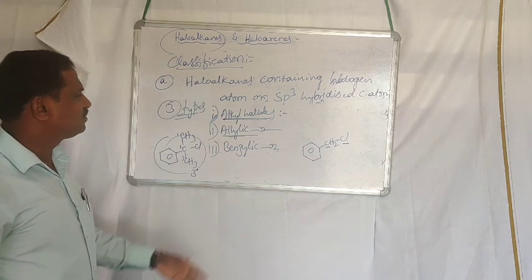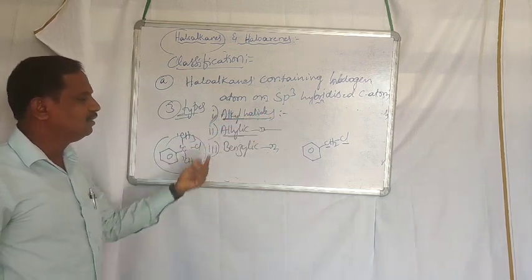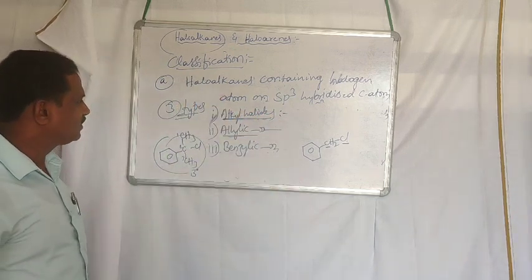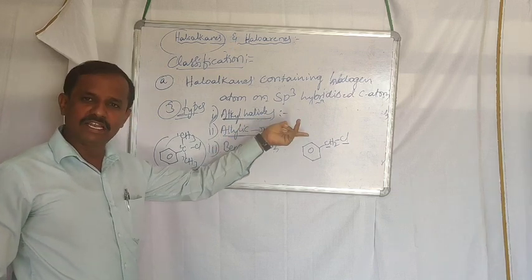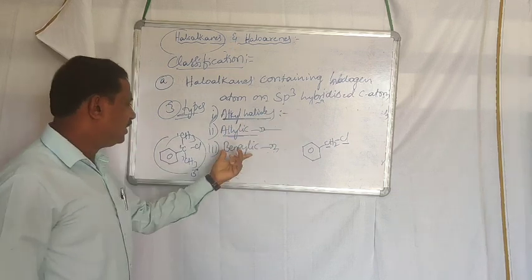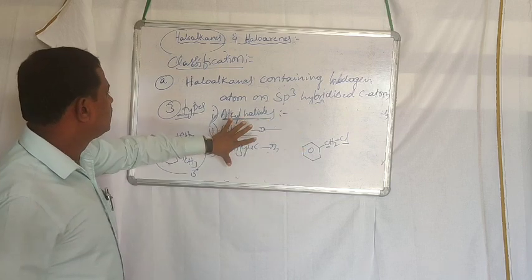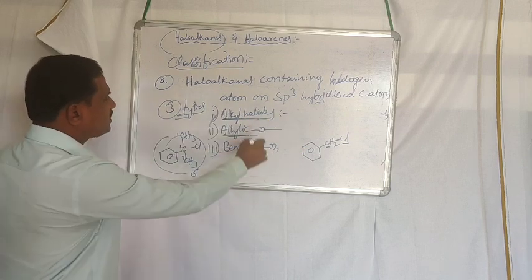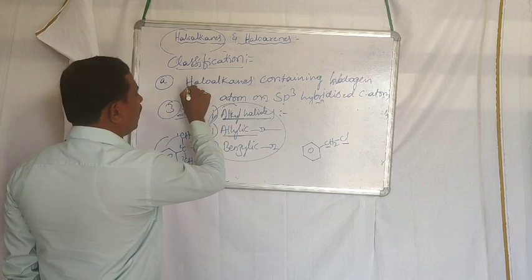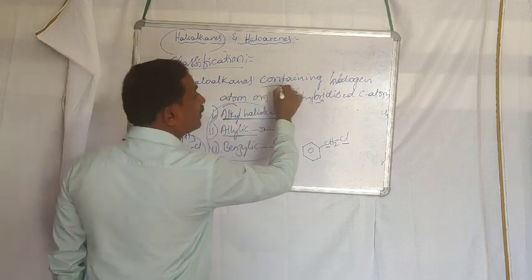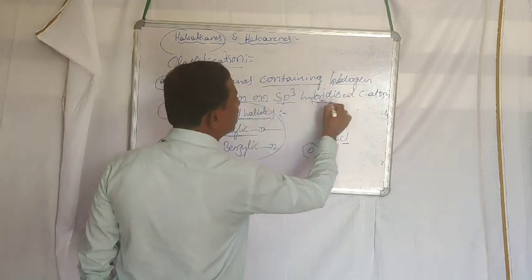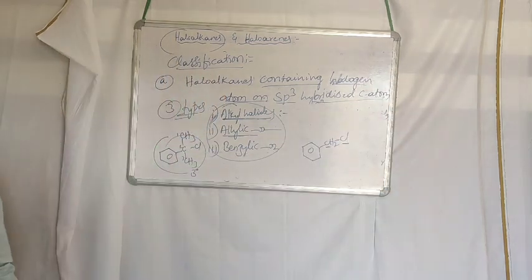In these classifications, we discussed alkyl halides with 3 classifications, allylic halides with an example and 3 classifications, benzylic halides with an example and 3 classifications. These are very important. These 3 types of haloalkanes contain the halogen atom on an sp3 hybridized carbon atom.